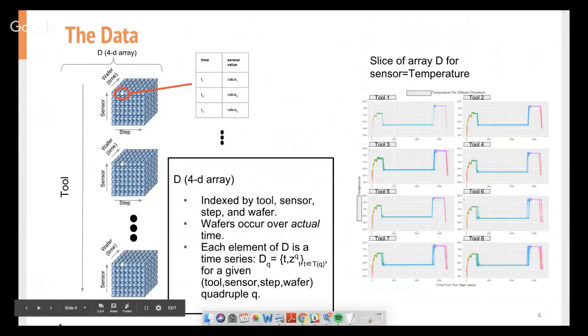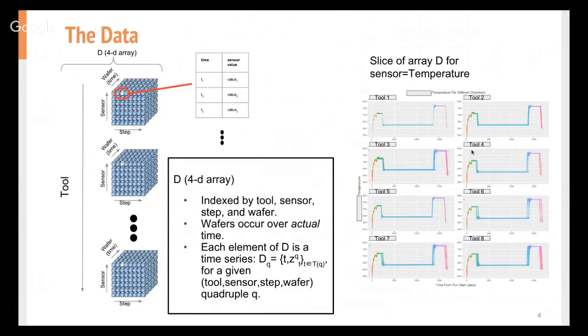So if you slice the array by fixing the temperature, you can visualize it in this way that I show in the picture on the right. Each plot in this lattice is a tool, the y-axis is the temperature, and the horizontal axis is the time elapsed. The data is colored by step, and all the wafers passing through each tool are superimposed together. You can't really tell them apart because there's not enough resolution, but there are actually hundreds of wafers that we have data for in each of these plots.